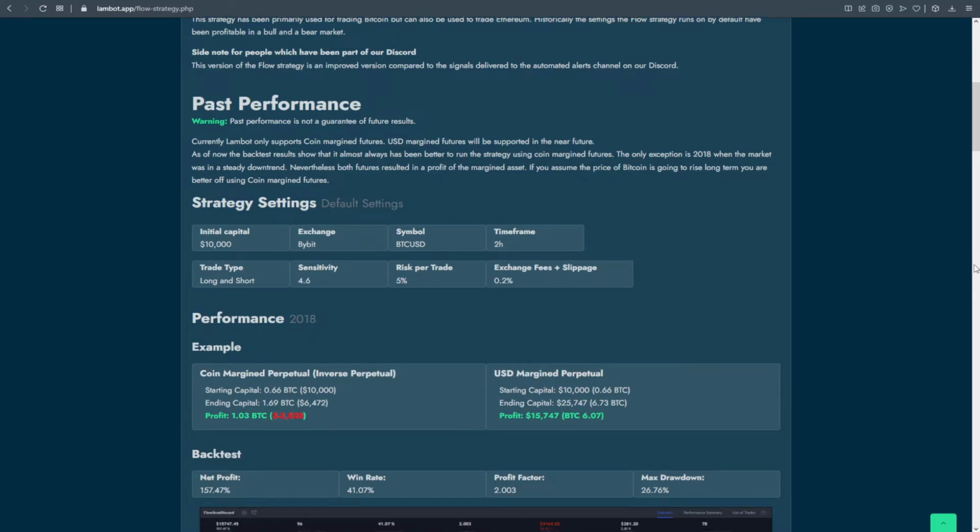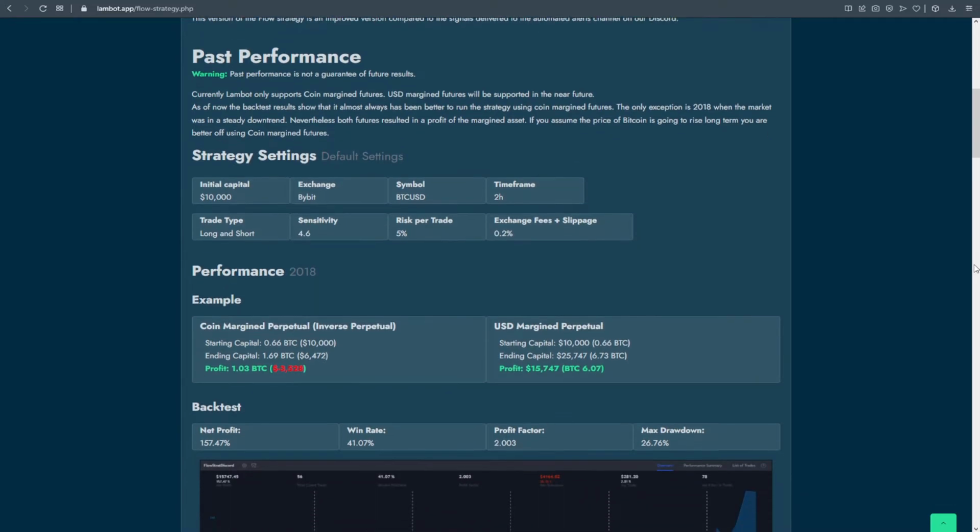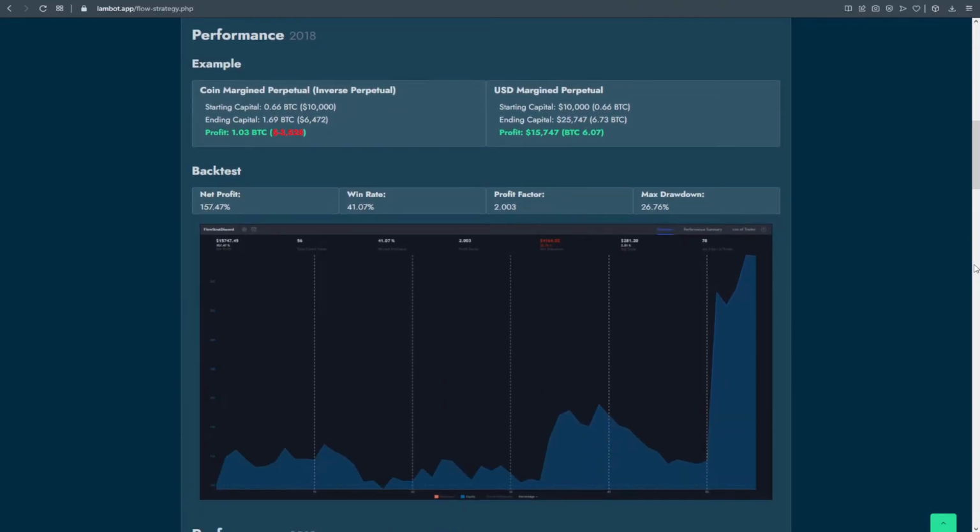Now, using that initial balance and settings, we can start with the 2018 performance. We have both coin margin results and the USDT margin results. The difference between the two is coin margin holds a BTC balance as margin, and the USDT margin holds a USDT balance as margin. Remember that in this current version of Lambot, only the coin margin is available, meaning you will hold Bitcoin as margin or Ethereum as margin. But we will cover both results anyways.